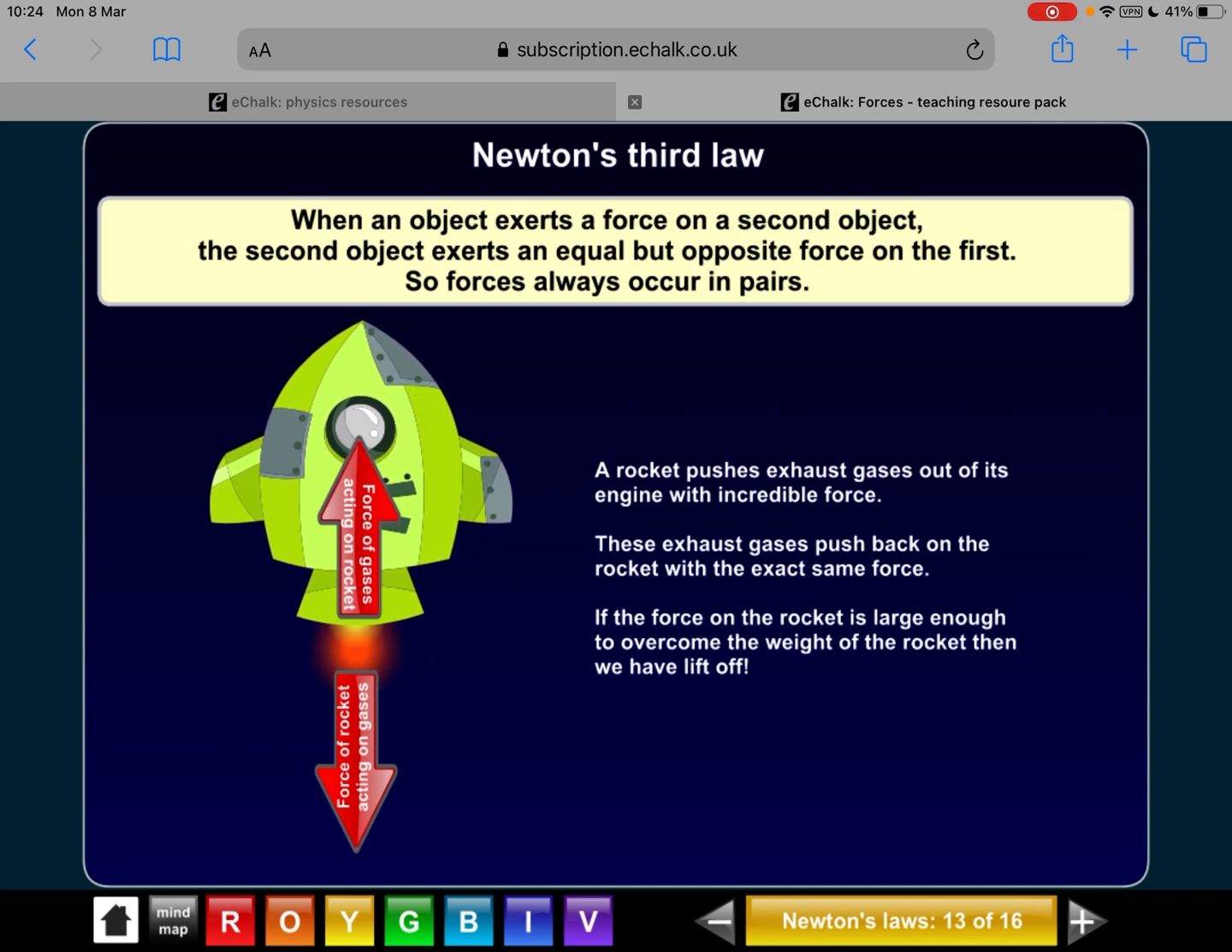So Newton's third law tells us that forces occur in pairs, and for every action, there's an equal and opposite reaction.